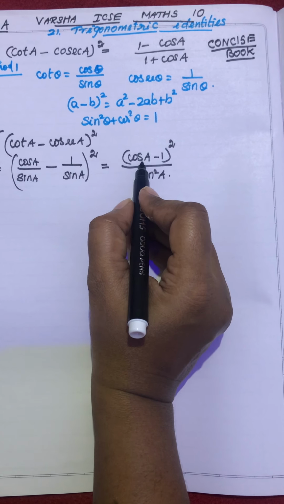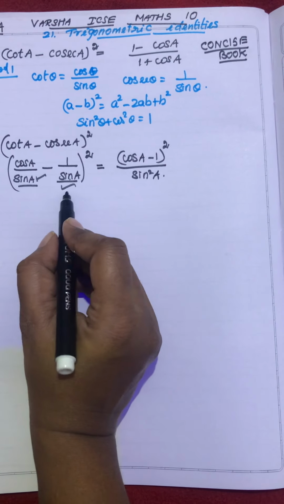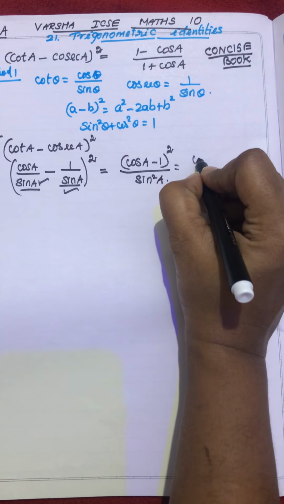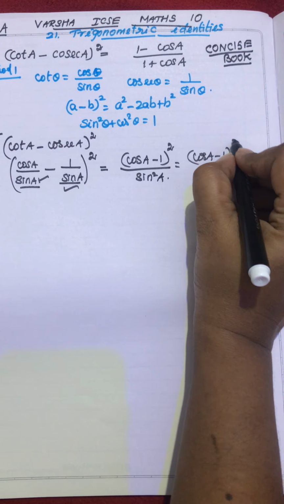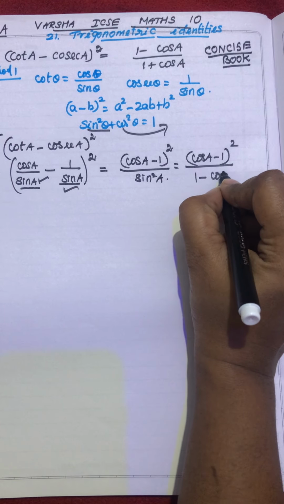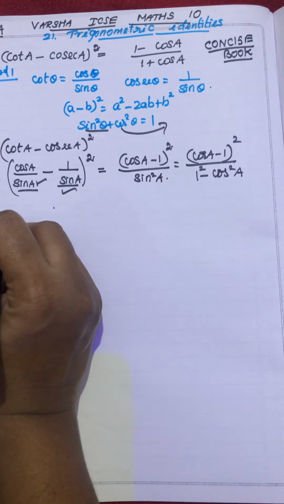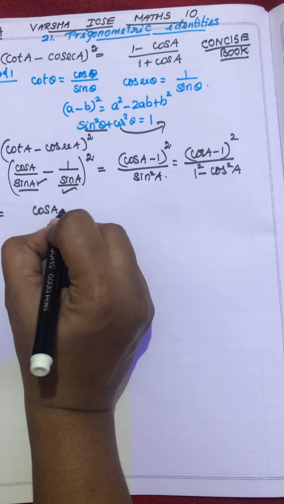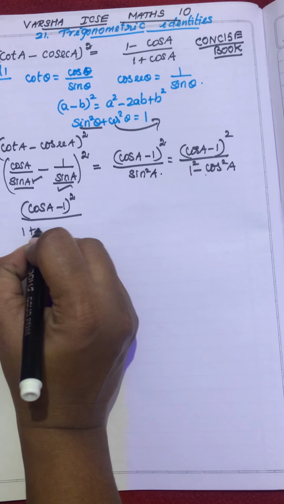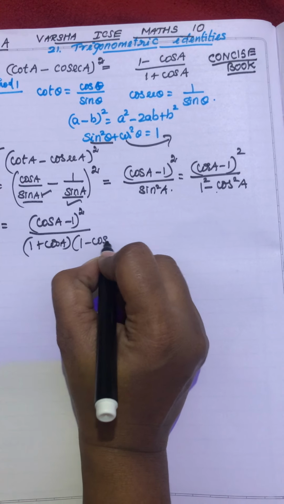Here you can write (cos A minus 1) the whole square, and this is sin A, so both numerators are equal. Giving the square, this will be sin square. How will you write sin square? Sin square can be written as 1 minus cos square A. So this is (cos A minus 1) the whole square by (1 plus cos A) and (1 minus cos A).